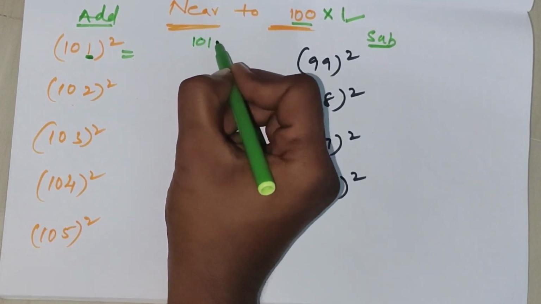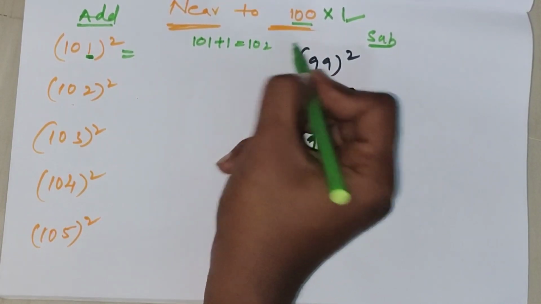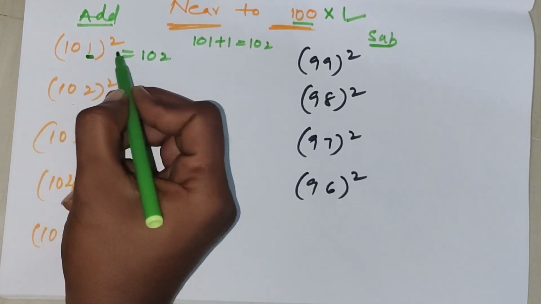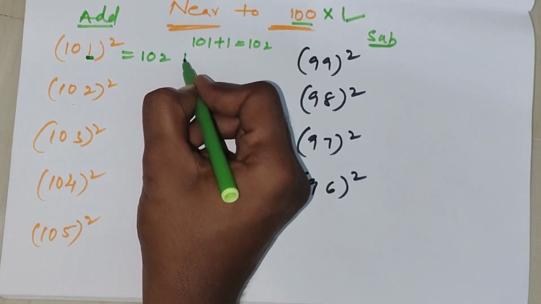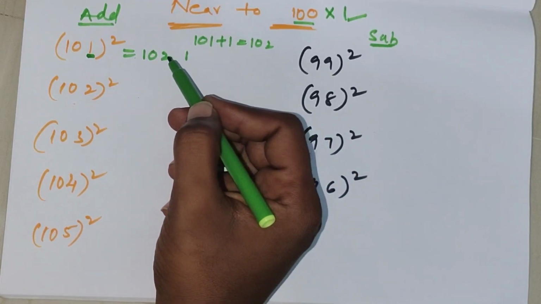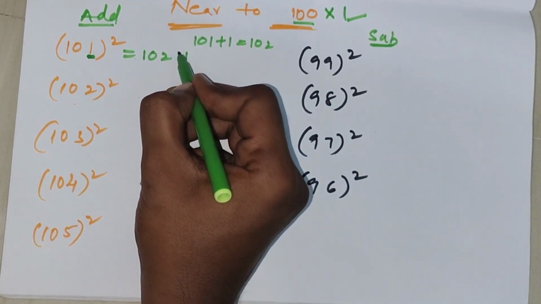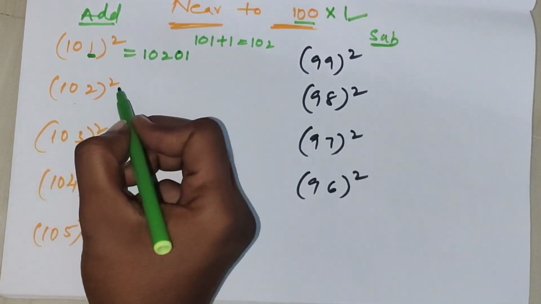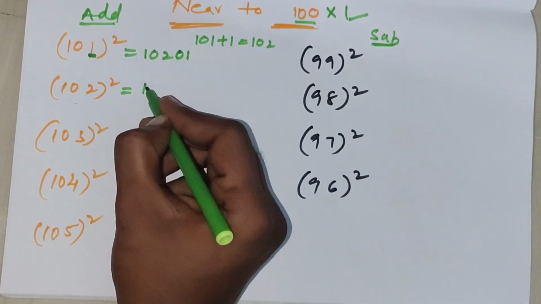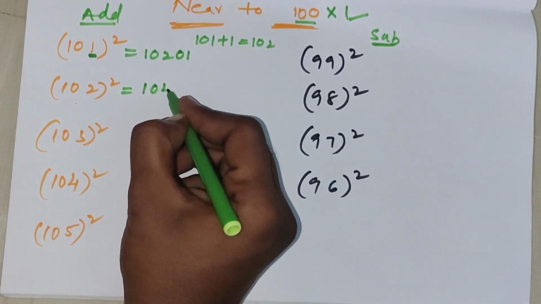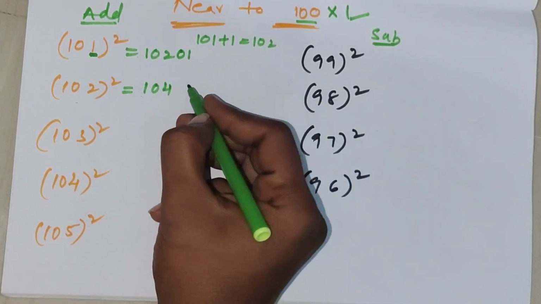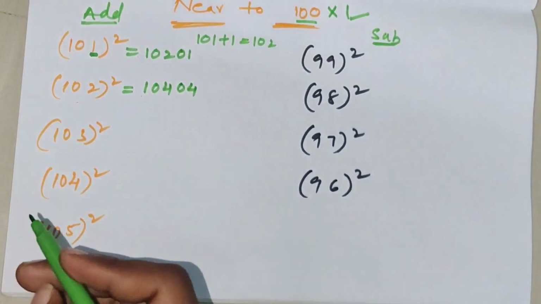Then 101 plus 1 will get 102. Directly I will write 102, please observe. Here how much more? 1 more. Then directly 1 square I can go. 1. But if you square 101, it is not a 4-digit number, you will get a 5-digit number. That's why I am going to take 0 before that. Similarly, here how much more? 2 more. Add the same digit. Then 102 plus 2 equals 104. And 2 square, how much? 4 only. That's why I am taking 04.